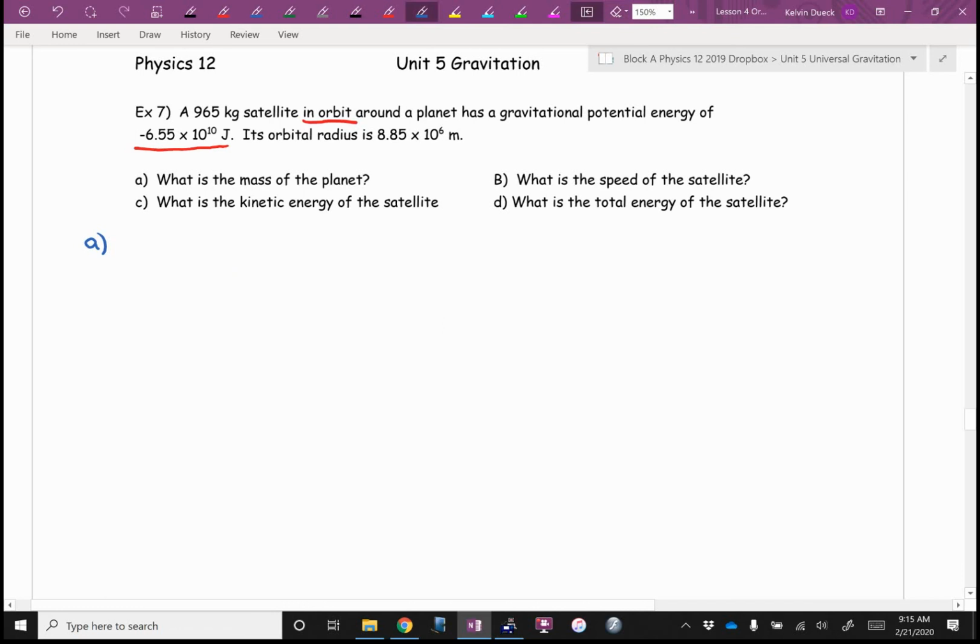What else did they give me? The potential energy. Pick your pencils up. Let's write the potential energy equation. PE equals negative big G, big M, little m over R.